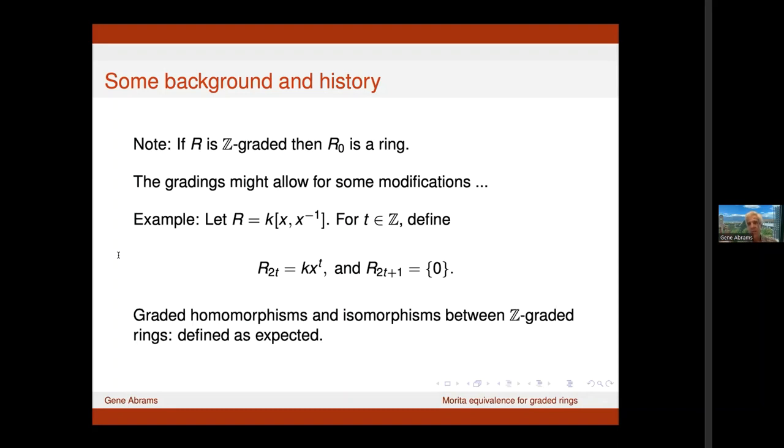I'm not going to write out the definitions. There's some straightforward notion of what it means to be a graded homomorphism and a graded isomorphism between Z-graded rings. It's just the standard ring theoretic notions where you assume also that the appropriate maps preserve the components and the gradings.